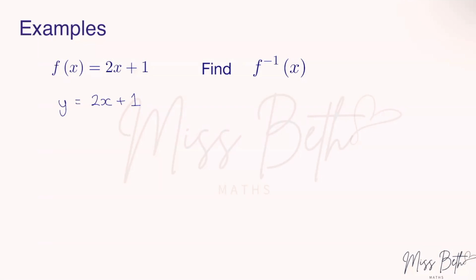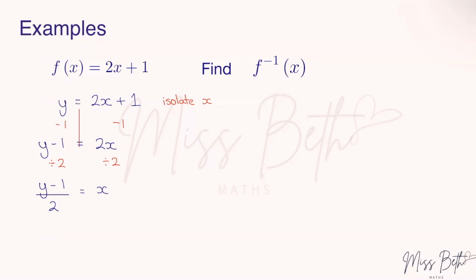So isolate x, and you're going to do this by rearranging, of course. The first thing that I'm going to do here is subtract 1 from both sides. So I get y minus 1 is equal to 2x. I'm then going to divide by 2 on both sides. Now I have y minus 1 divided by 2 is equal to x.